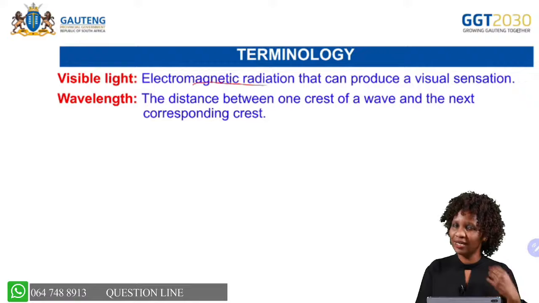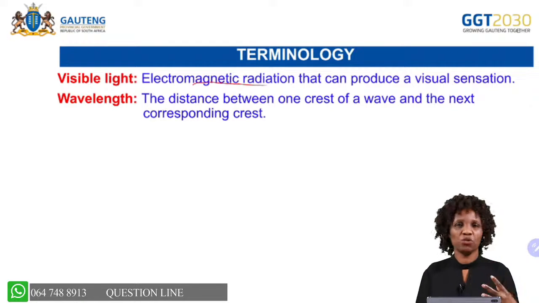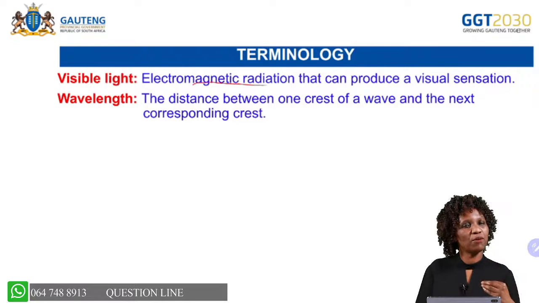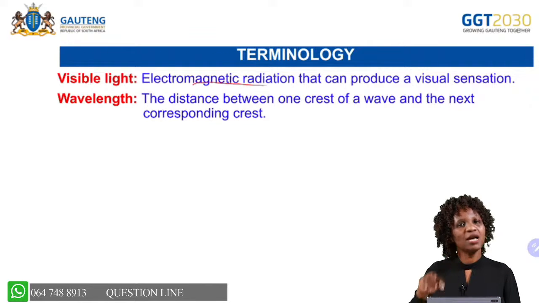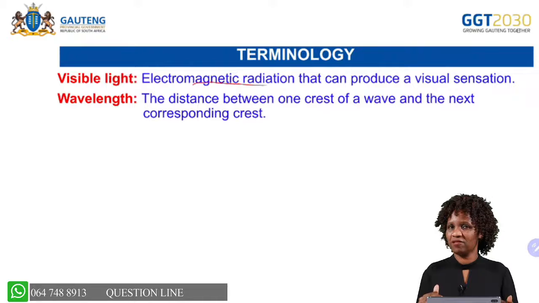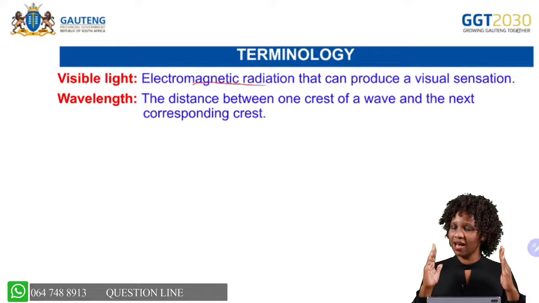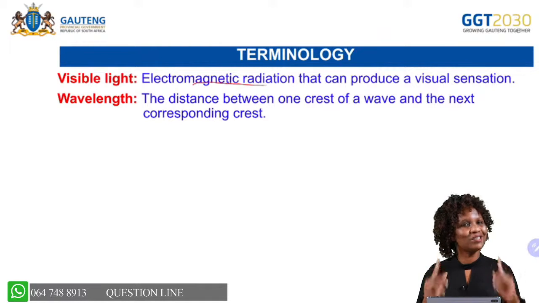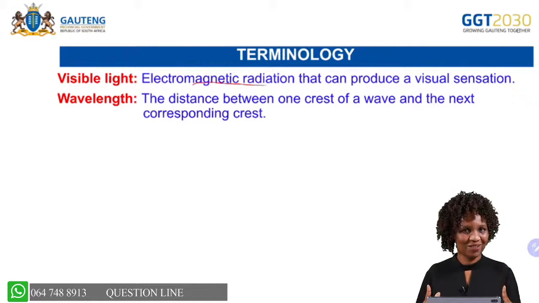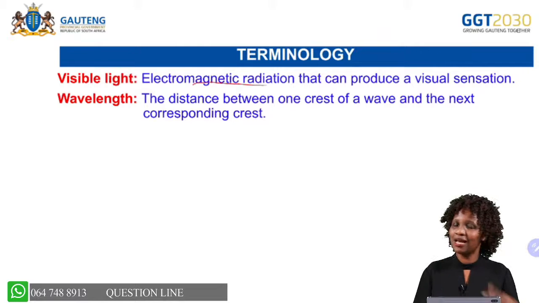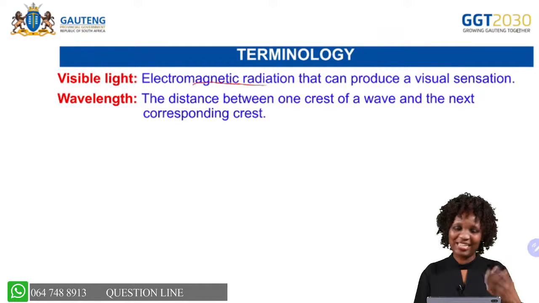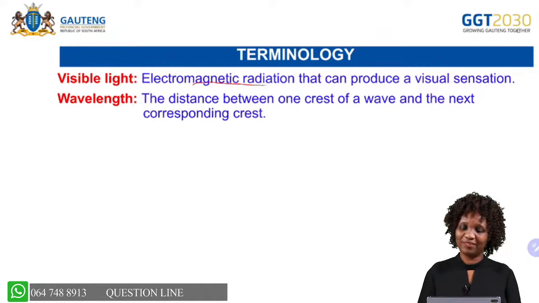A visual sensation. And then the next one is wavelength. When we are talking about light, we're going to be talking about wavelengths, different waves. When we're talking about the wavelength, we're talking about the distance in between the crests or the distance in between the troughs. We're going to come across a lot of diagrams. You'll understand better.